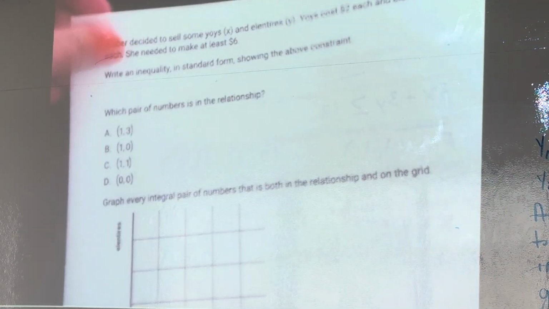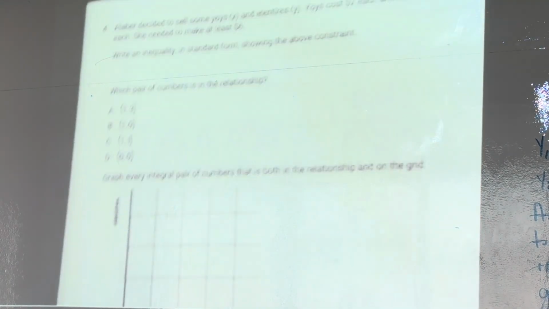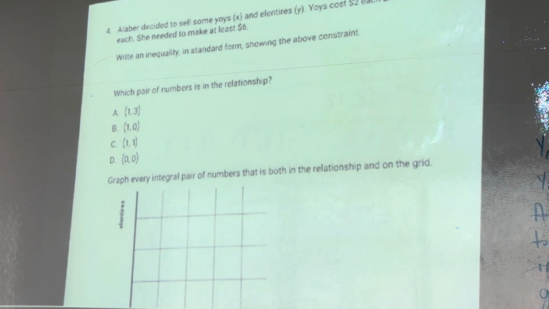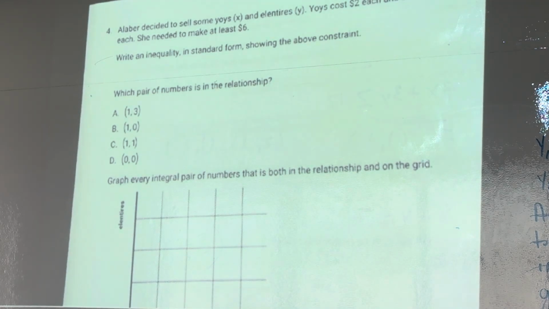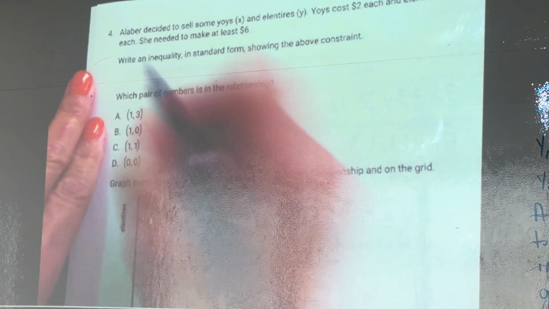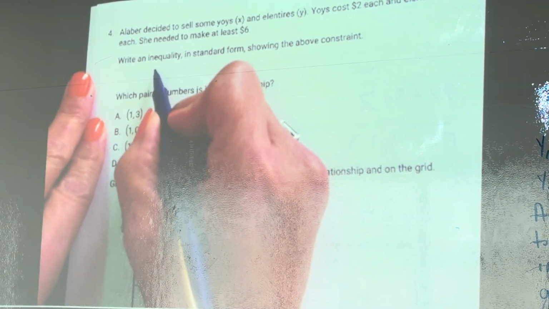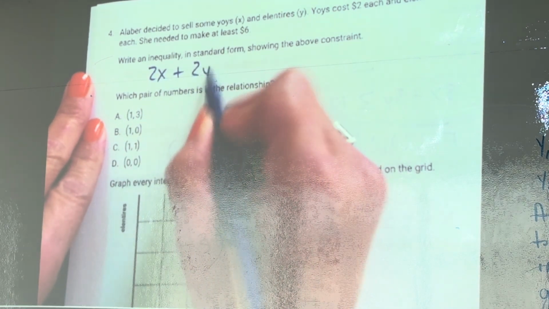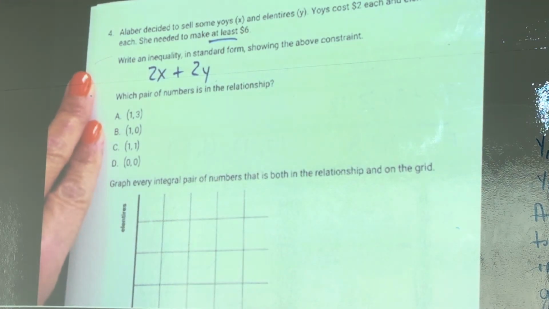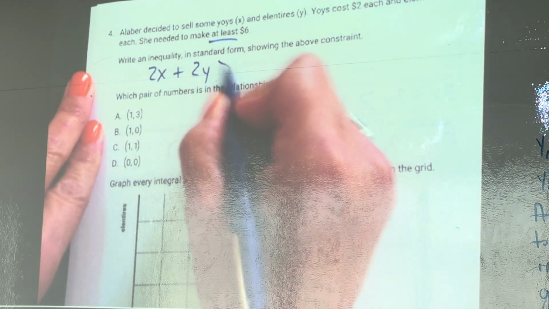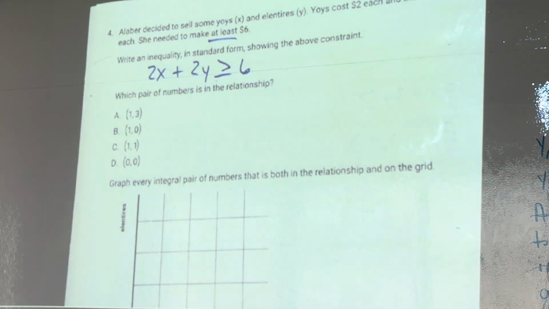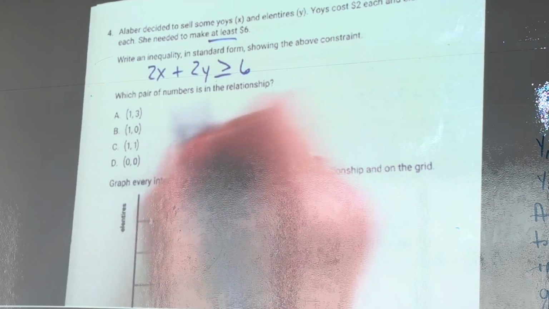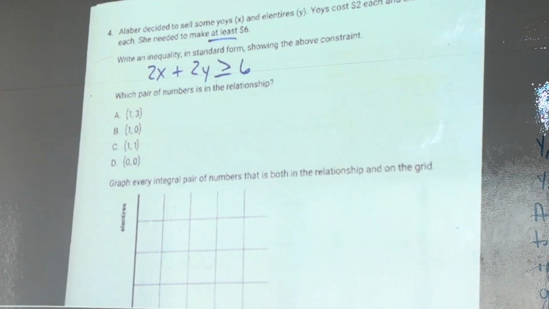So number 4 is where we start really the new stuff. What's the beginning of my equation? 2x plus 2y. And so at least is greater than or equal to 6. Very good. Okay? And what pair of numbers is in the relationship? So we're looking for true or false? True. So which ones would be true?